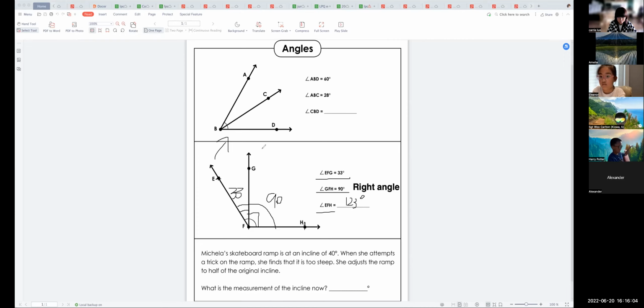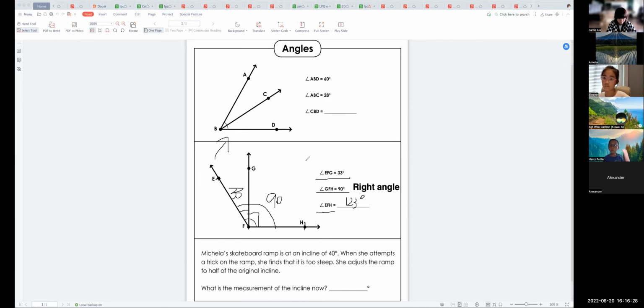Understand everybody? So just putting these two angles together, that's why it equals 123. Harry Potter, did you get it right? Eleanor, did you get it right? Okay, very good. So Cotton, how about you explain the Michelle question?